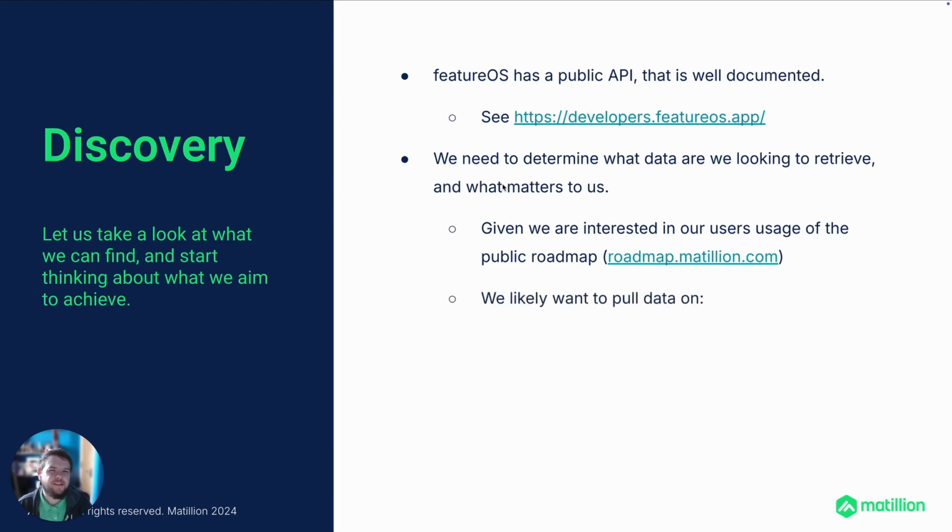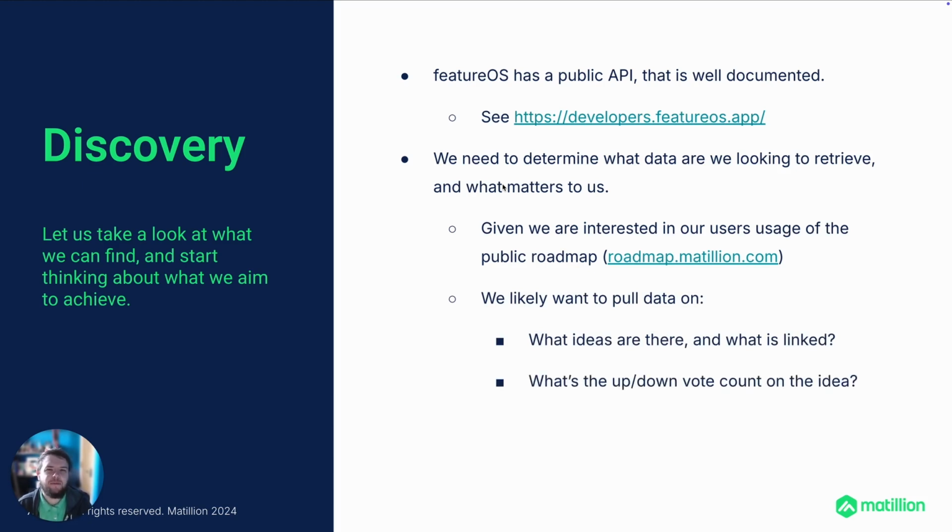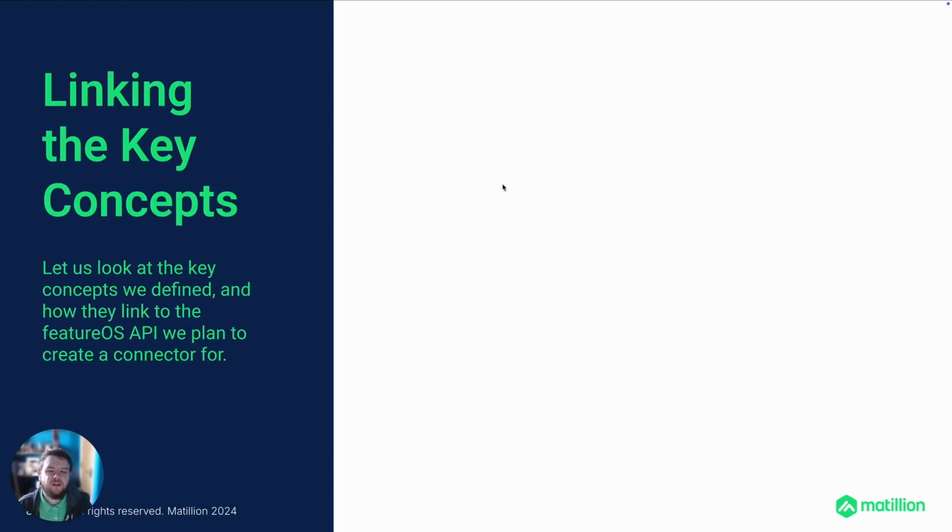So it stands to reason then that we're likely wanting to pull data on what ideas exist and what is linked to those ideas. What's the up and down vote counts of these ideas? And then who's actually been voting on the ideas? So now, if we link those key concepts we just learned about to what is available in FeatureOS, we can see that we're in a pretty good spot.